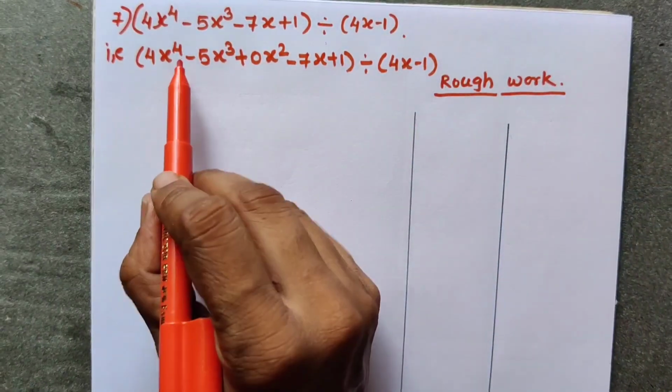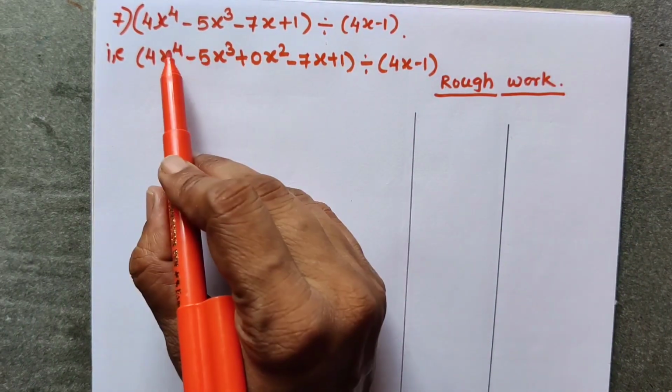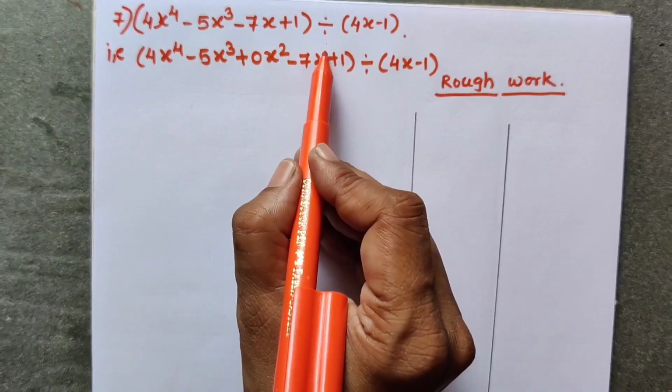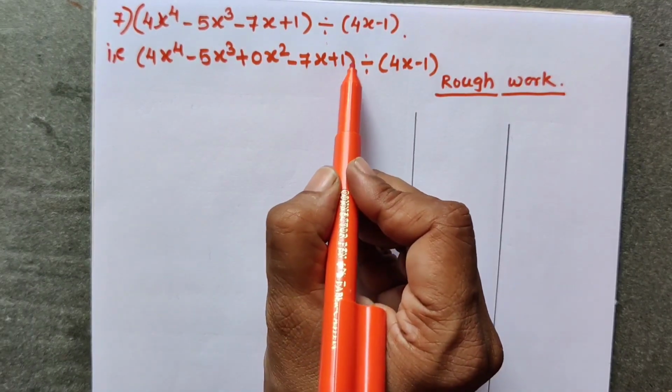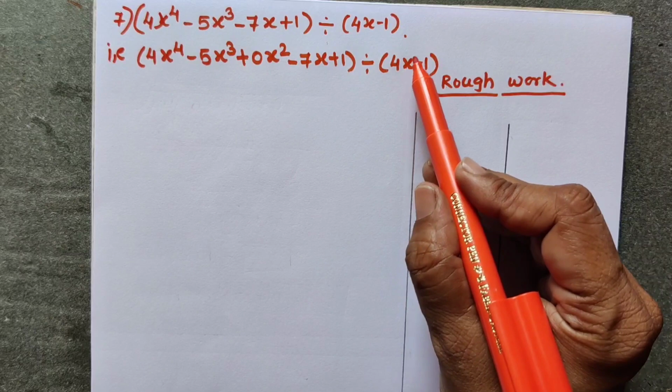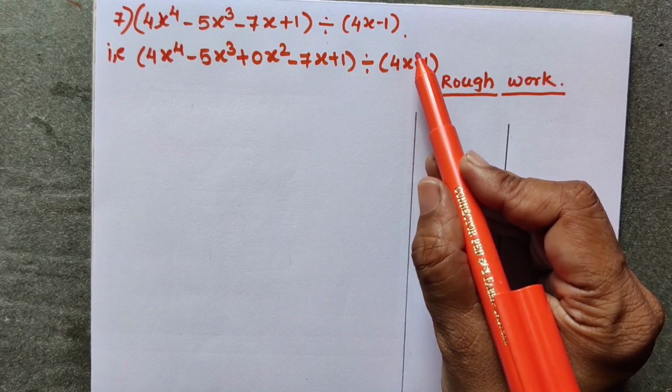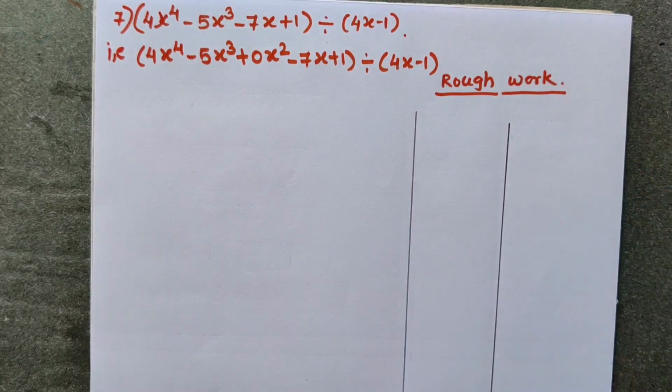Now as you all can see, the indices are in decreasing order: 4, 3, 2, 1, 0. The constant 1 means x raised to 0. We all know that. And here also the index is in decreasing order, 1 and 0. Now we can solve the sum.